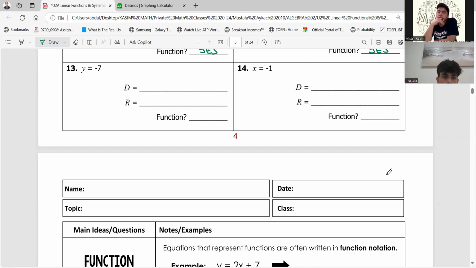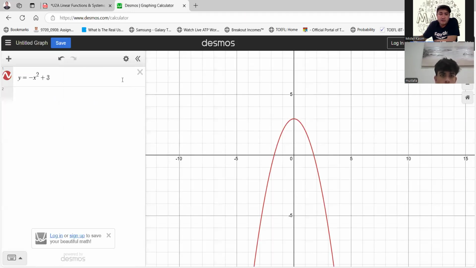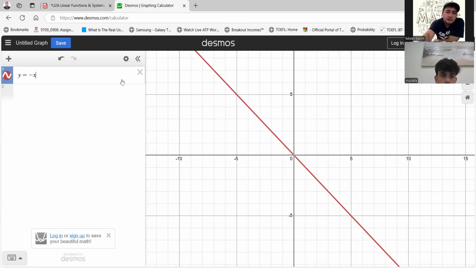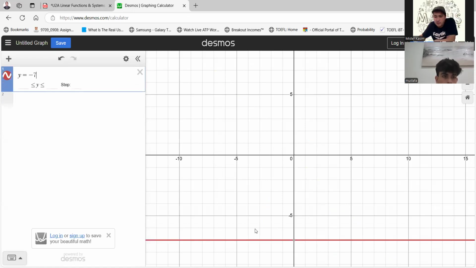Y equals negative 7 is a straight line, right? It's a horizontal line. It's parallel to the x-axis. Look, if I draw here y equals negative 7, it's just a straight line. Is it a function?